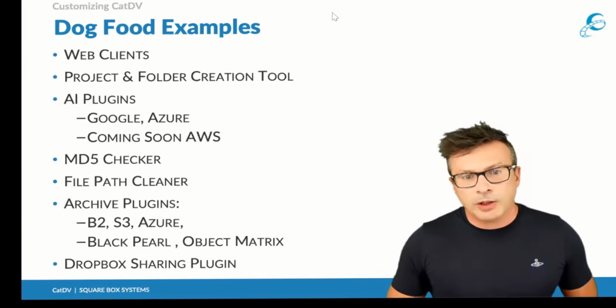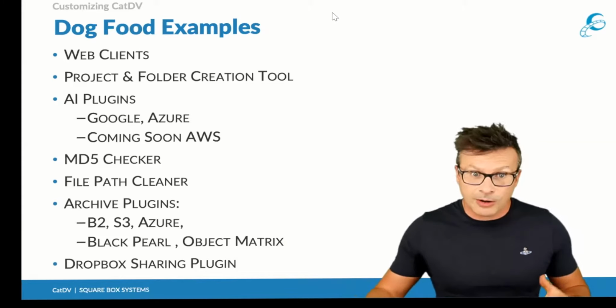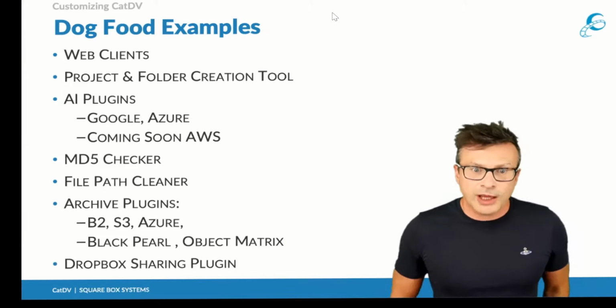So all those archive plugins are written using our server API, and they also have worker plugins as well, so they can be automated and you can do policy-based archiving. So we're using a mixture of APIs for that.